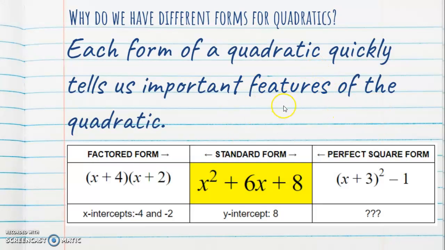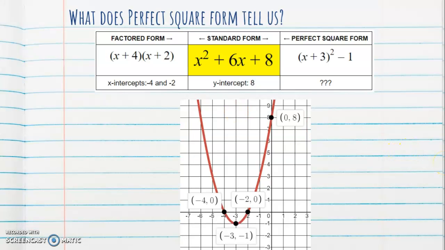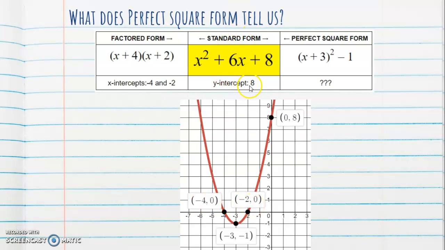So the same thing's true with quadratic functions. Each form of the quadratic serves a purpose. So that's why we might prefer it in factored form if we're looking for the x-intercepts. We might prefer it in standard form if we're looking for the y-intercepts. We don't really have a purpose yet for this perfect square form, and we're going to take a look at that right now. So if you stare at this picture long enough, and maybe you want to pause it, you can see here that factored form tells us the x-intercepts, here at -4 and -2. Standard form tells us the y-intercept here at 8. But what does the perfect square form tell us?